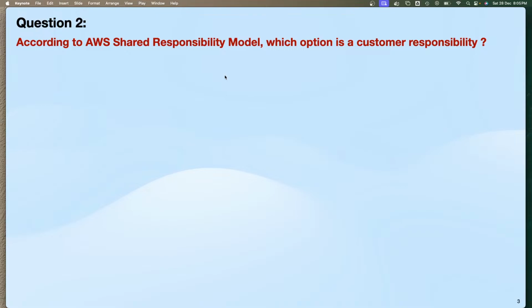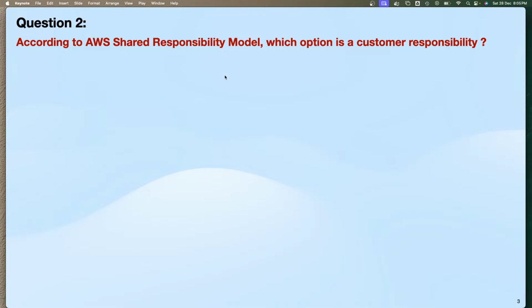So the options are: patching of DynamoDB tables, access controls of DynamoDB tables, network controls to DynamoDB tables, storage controls to DynamoDB tables. These are the four options here, and they are looking for what is the customer responsibility. Remember, a DynamoDB table is a NoSQL database, which is a managed service by AWS. So you don't provision the infrastructure and you don't control the network and storage, or even patching. It's a managed serverless NoSQL database, correct?